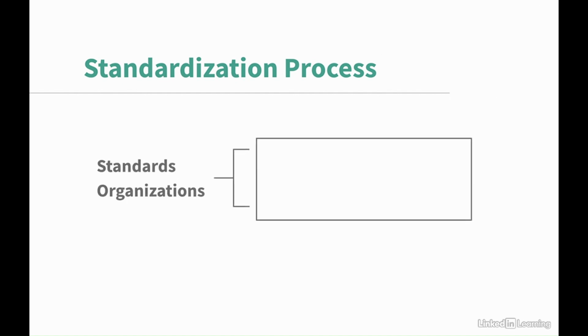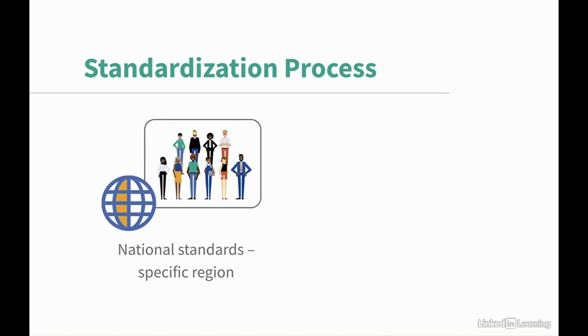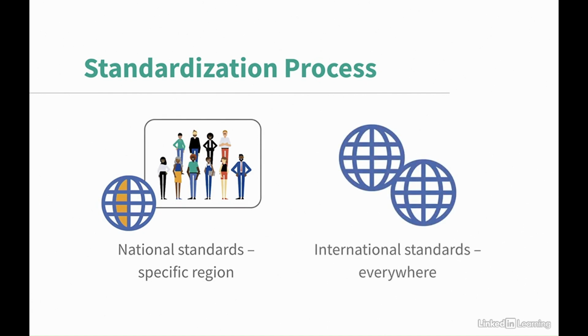Standards organizations are grouped as national and regional or international. National standards apply only to the country or region in which they are formed. National standards may be government-sponsored or independent. International standards are generally applicable everywhere.